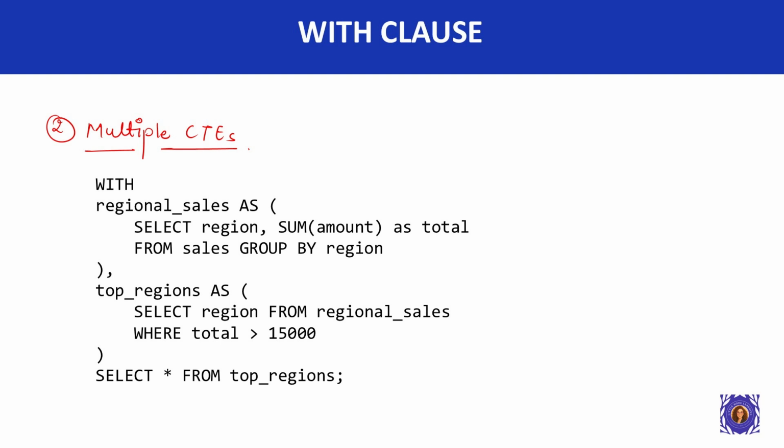This is incredibly powerful for complex business logic. For example, you might first calculate customer lifetime values, then identify your VIP customers, then find all orders from those VIP customers, and finally calculate average order values. Each step builds on the previous one, making your logic crystal clear.